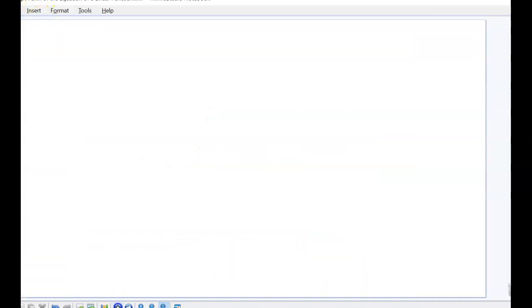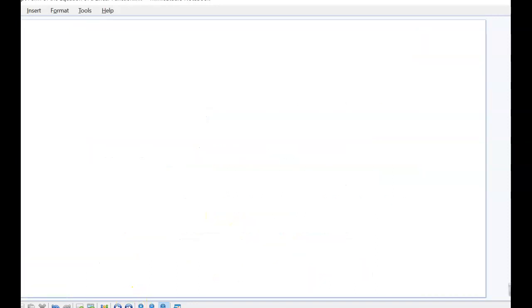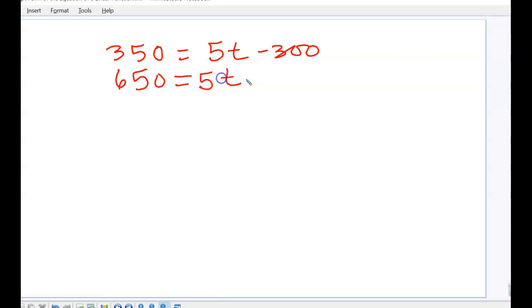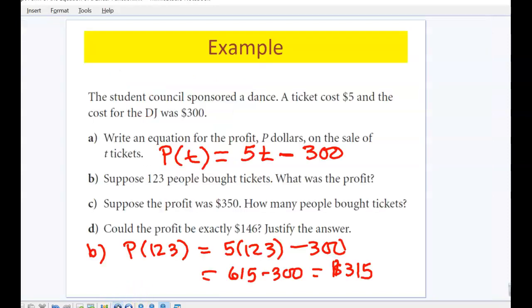In part C, they're asking us, suppose the profit is 350, how many people bought tickets? So I'm putting 350 in for the profit, and it's 5t still minus 300, and now I'm going to solve for t. I'm going to add the 300 to the other side, and I'm going to get 650 is equal to 5t, and then I'm going to divide both sides by 5, and I would have a value of 130. So 130 tickets would have been sold to have a profit of $350.